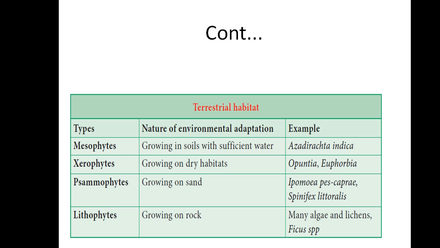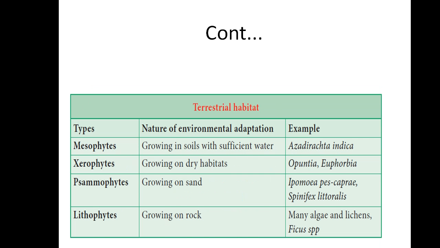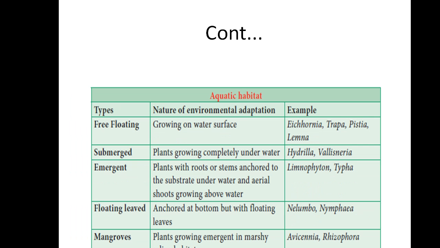Examples of xerophytes are Opuntia and Euphorbia. Psammophytes means plants growing in sand. Examples, Ipomoea pes-caprae and Spinifex littoreus. Lithophytes means plants growing on rock. Examples, many algae, lichens and Ficus species come under that. This was just about the terrestrial habitat. Next, the aquatic habitat.